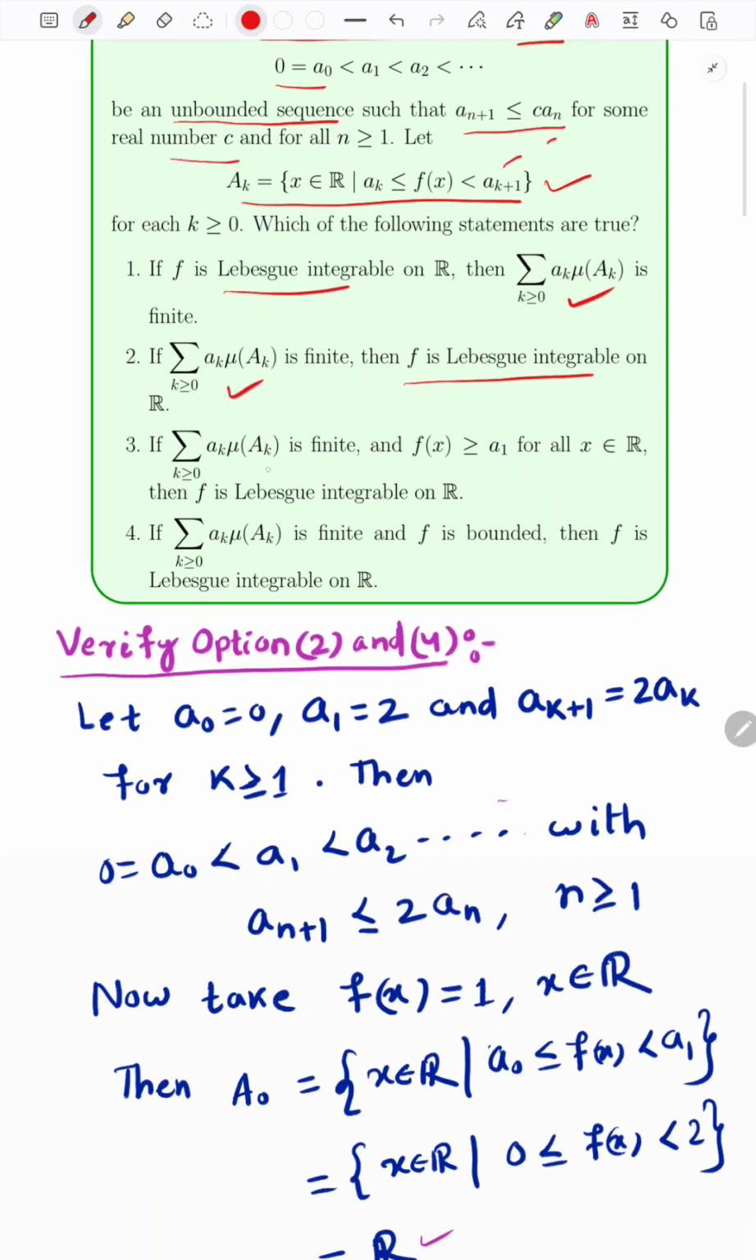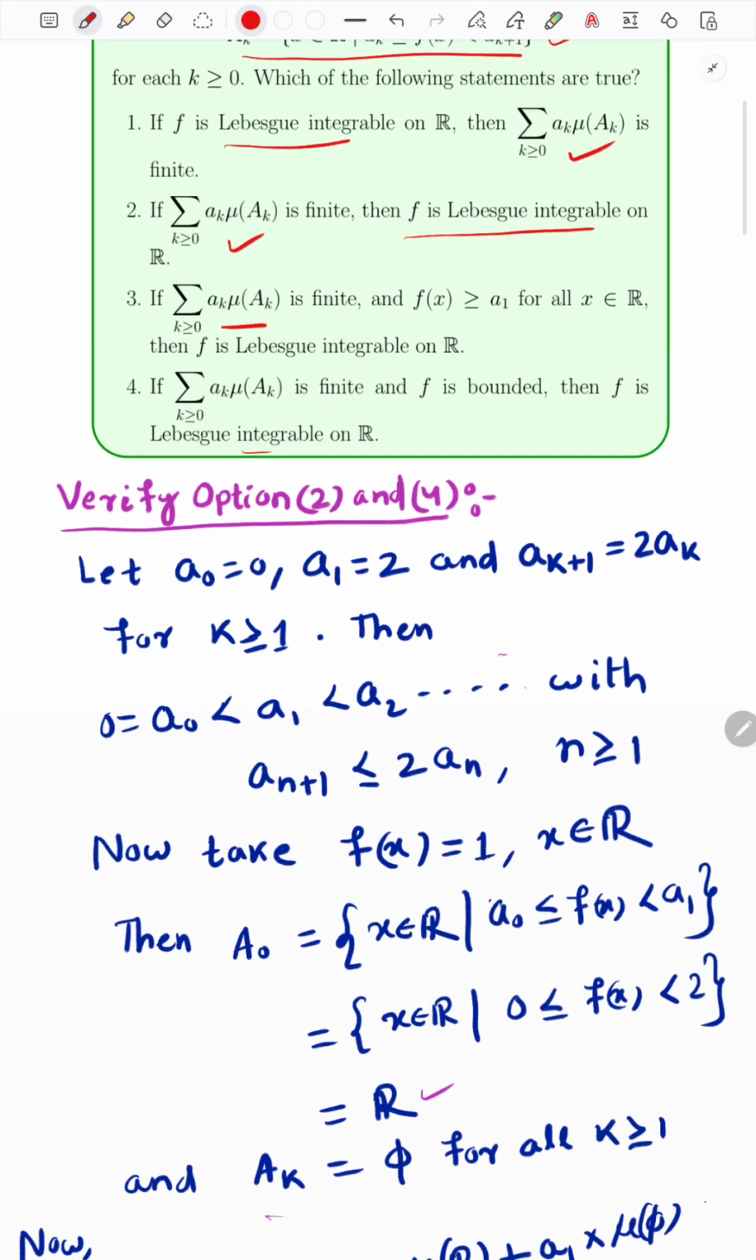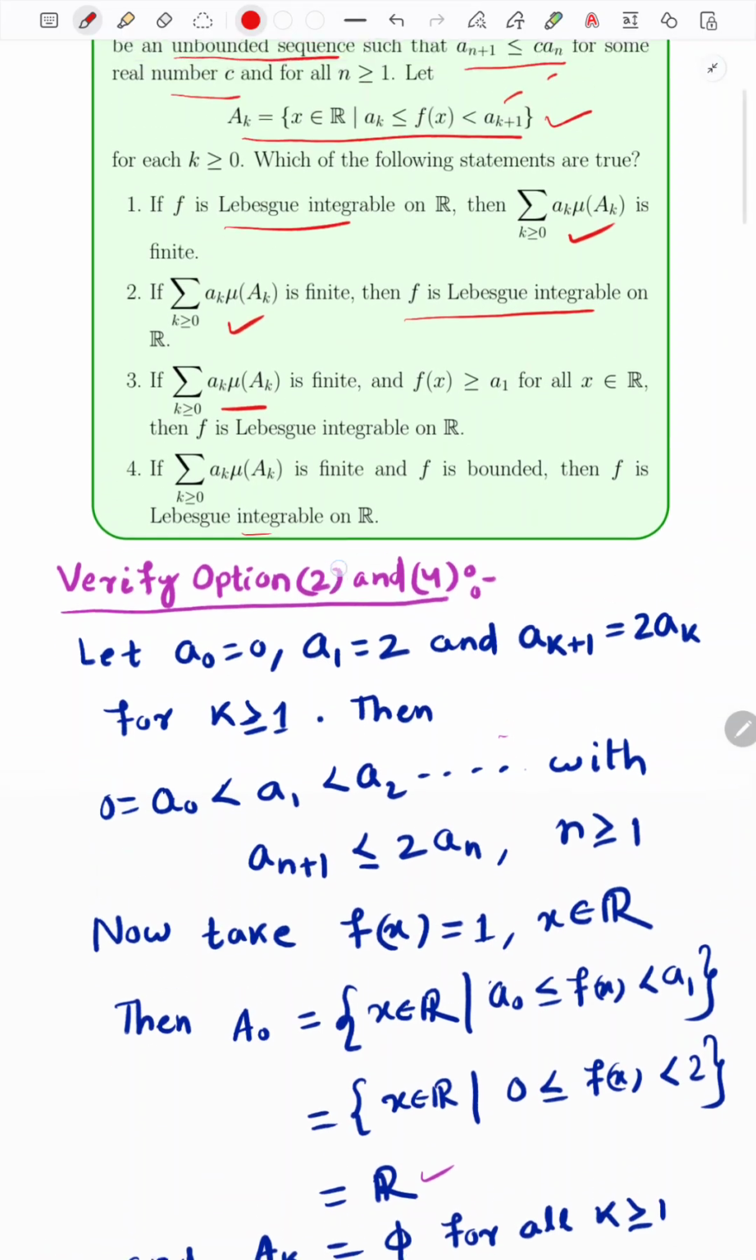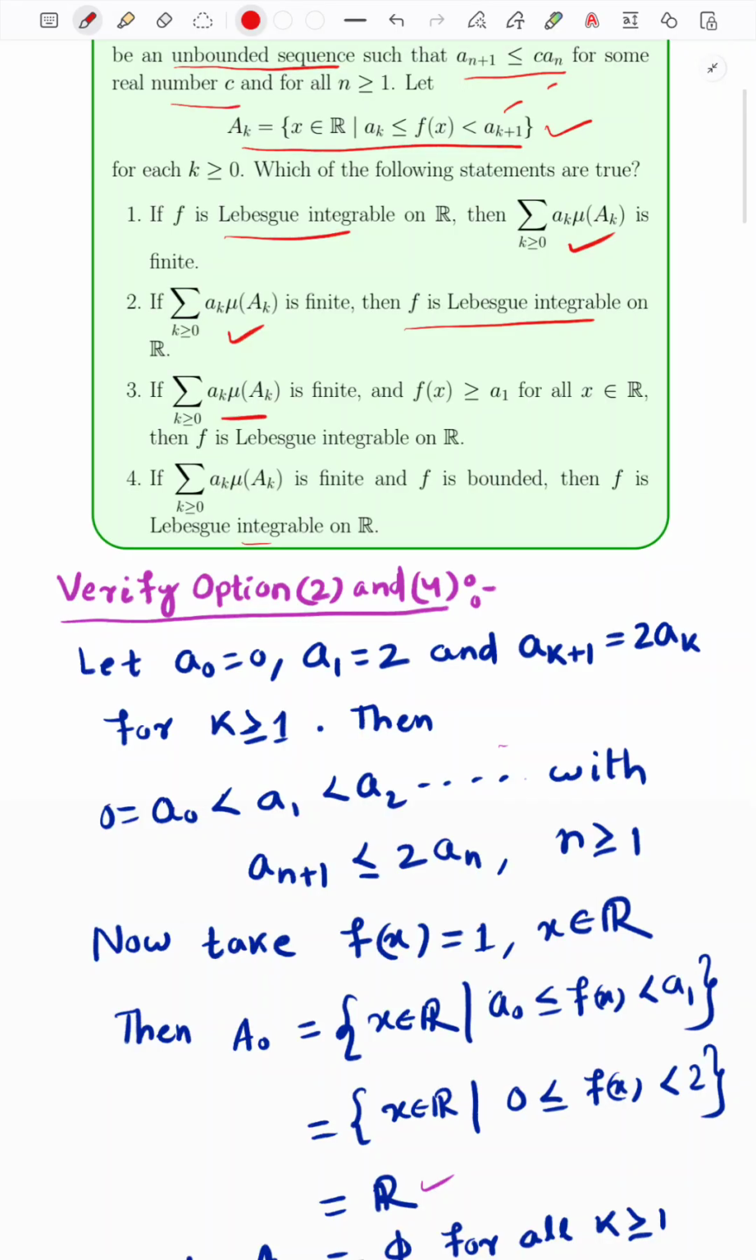The third option says that if this series is finite along with this condition, then f is integrable on R. In the fourth option we have to check if this series is finite and f is bounded, then f is integrable. So we have to verify these four options. First we will verify option 2 and option 4, because these are easy to discard, meaning option 2 and option 4 are false.